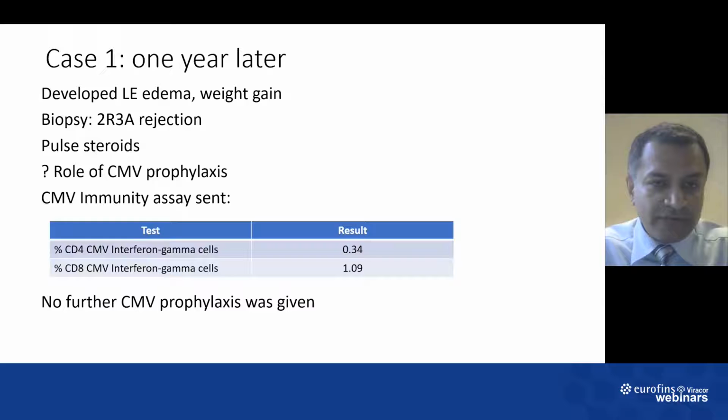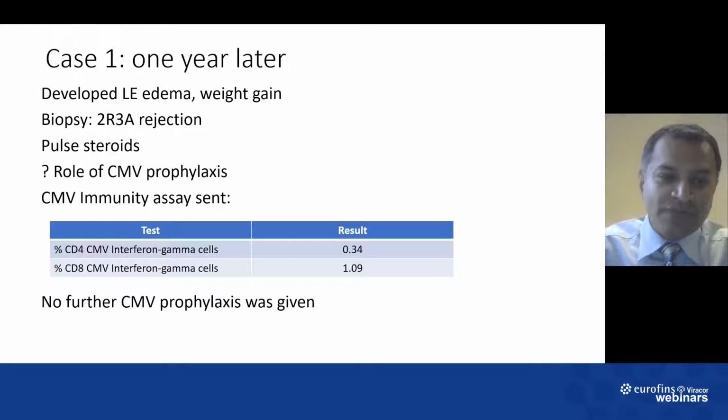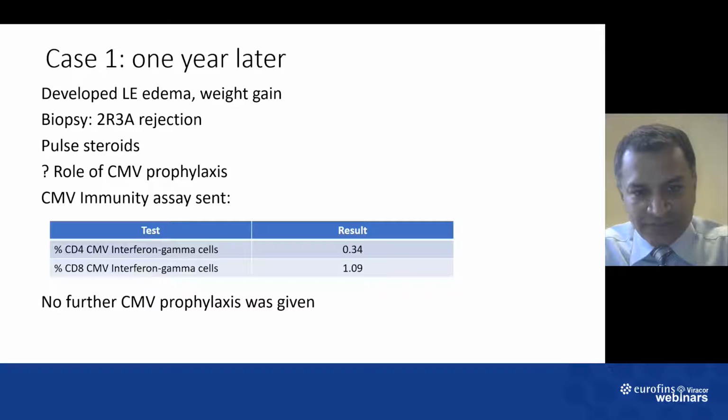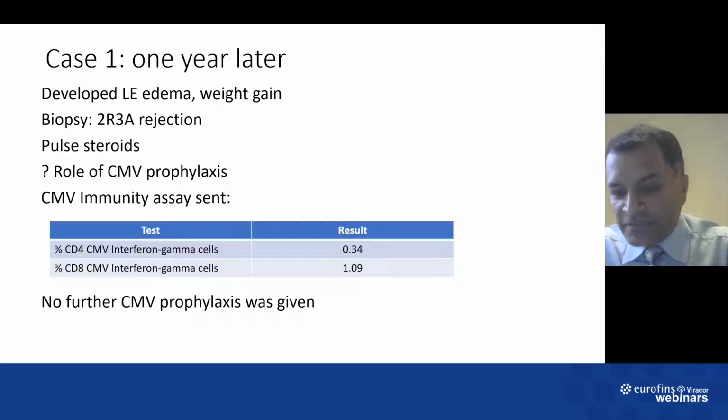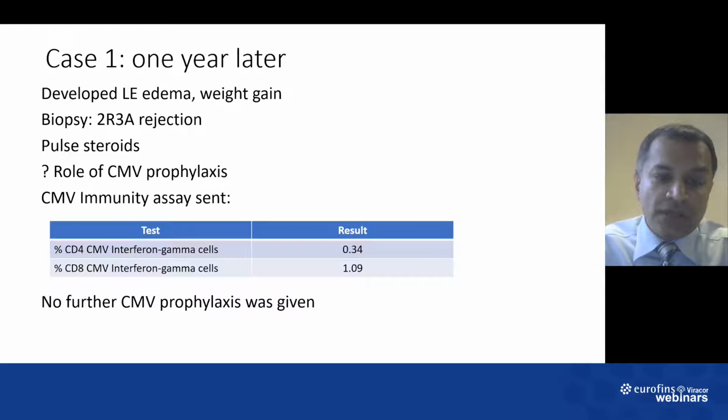Now, this was not the end of the case. One year later, he developed lower extremity edema, had a lot of weight gain, and was a little bit non-compliant with his medications. He had a heart biopsy which showed rejection, which was treated with pulse steroids. Now that brought back the dilemma again, as we were going up on the immune suppression in a patient who had resistant CMV before. Should he be a candidate for CMV prophylaxis? So we sent a follow-up CMV immunity assay, and the results showed that this person had more than expected both CD4 and CD8 response to CMV. On the basis of this result, we decided no further CMV prophylaxis was required, and this person continued to stay off CMV prophylaxis and did not develop CMV infection.